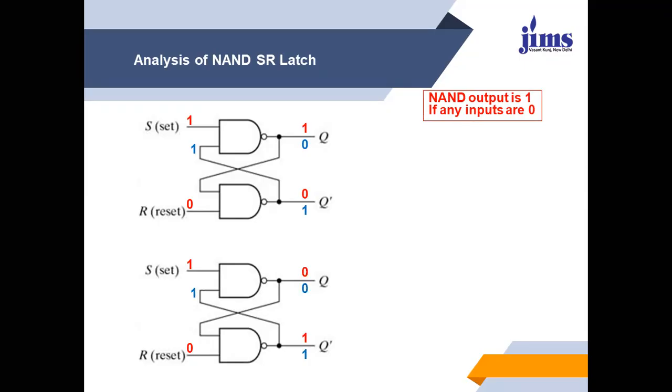So we can say in both cases, whatever the previous output, whenever R equals to 0, that means R bar equals to 1 and S bar equals to 0, then the operation is reset, sorry, reset means output is 0 in both cases. So here we can consider with the help of table, whenever S bar equals to 0 means S equals to 1, R bar equals to 1, that is R equals to 0, then the output is 0, that condition is known as reset.